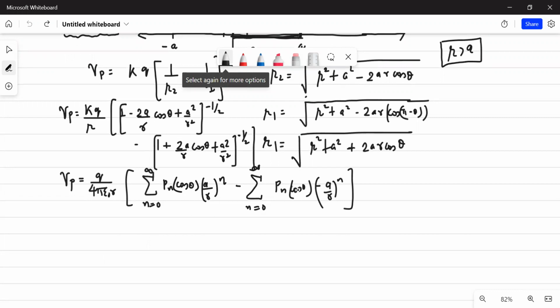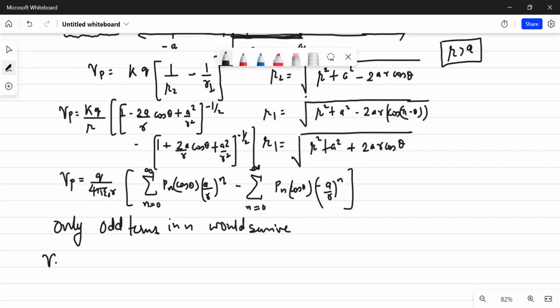What are the terms which will survive? You can clearly see only odd terms would survive, because if n is odd, then this negative will come out, negative negative will become positive. And if n is even, then both of these terms will go to 0. So only odd terms will survive. Is that clear? Yes, sir. And odd terms in n would survive.